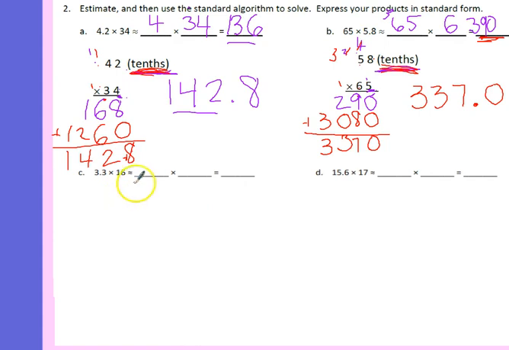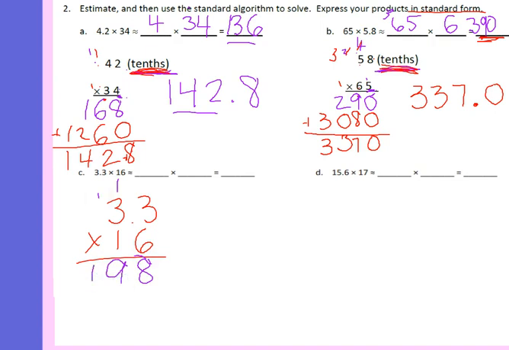Let's go ahead and solve these using standard algorithm. And notice that I did put my answer in standard form because my directions told me to. So 3.3 times 16. And we'll start with that first digit. I'll make that one purple. So 6 times 3 is 18. 6 times 3 is 18, plus 1 would be 19.